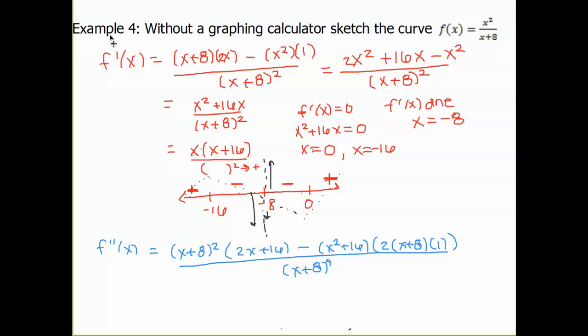And then what's nice is I noticed this has an x plus 8, this has an x plus 8, and here's an x plus 8. So that's going to become cubed. That's going to go away, and this one's gone completely. So I have x plus 8, 2x plus 16, minus 2x squared plus 16, all over x plus 8 cubed.